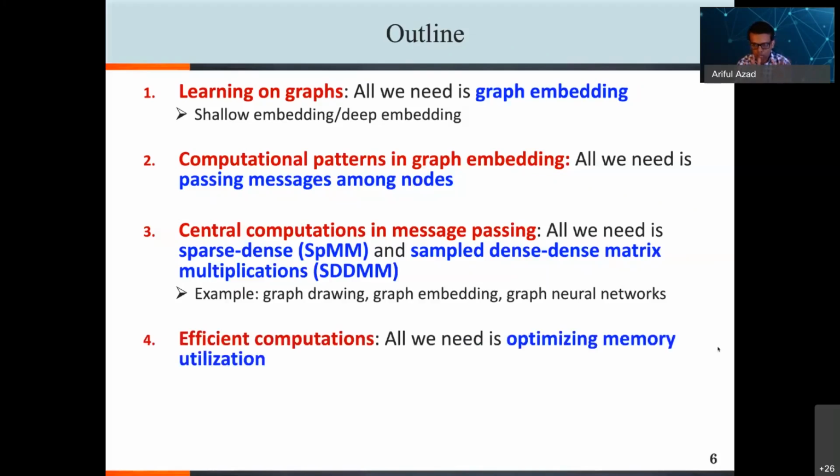If we agree that those are key computations that we do in graph machine learning, then I'll discuss how we can make them efficient. And in graph analytics or any sparse data analytics, memory is everything. I'll discuss how we can optimize memory utilization for those computational kernels.